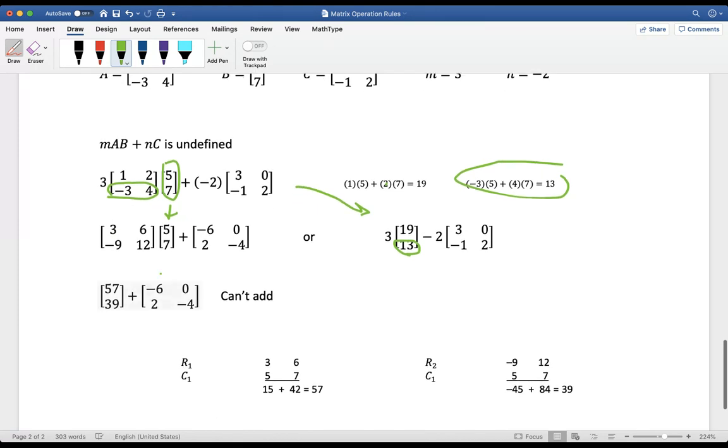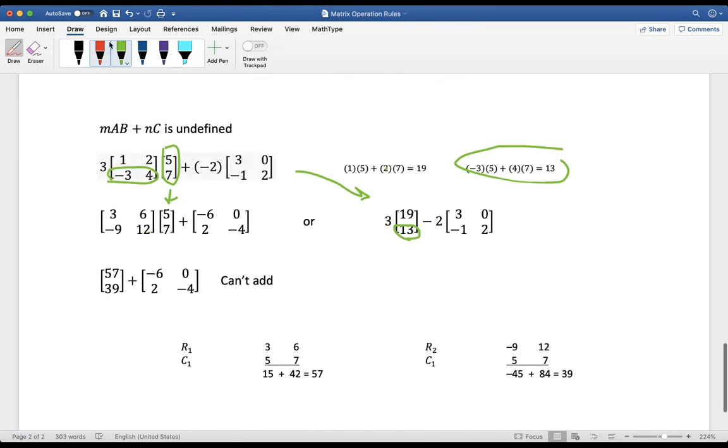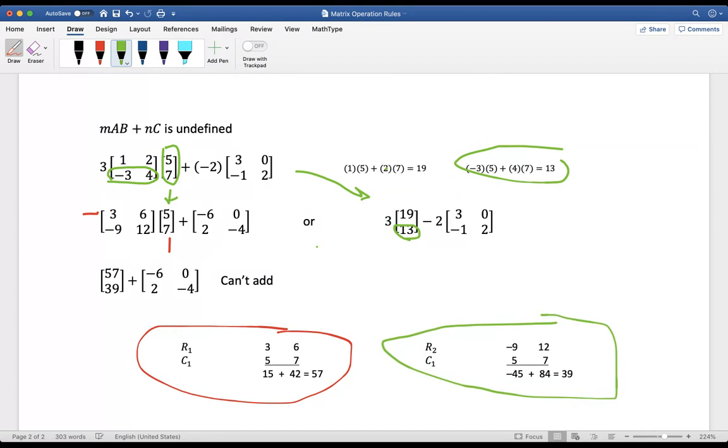And then down here, I've taken this one and multiplied the first row by this column. That's right here. I've got my 3 and my 6. That's that first row. My column is 5 and 7. 3 times 5 is 15, 6 times 7 is 42. Added them together, got 57. That's this term here.